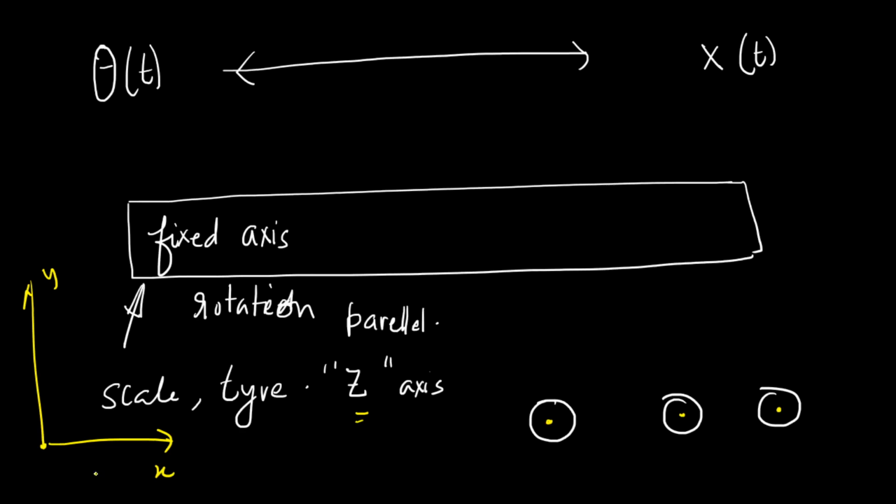So the axis is parallel to the z-axis. You've got to remember this, and that's called fixed axis. Well, it's not actually fixed. You can see that the axis is moving, and therein lies the confusion.